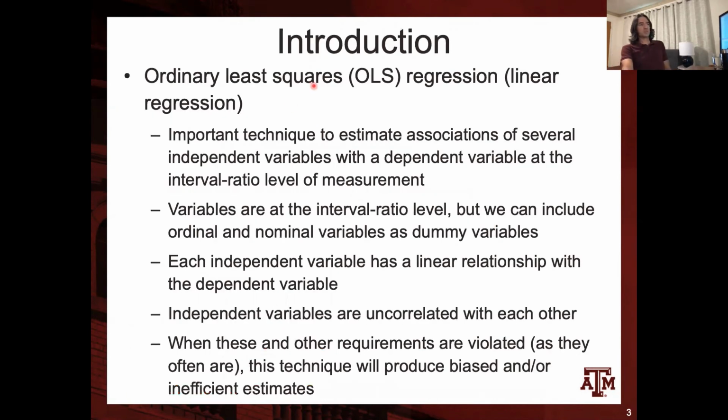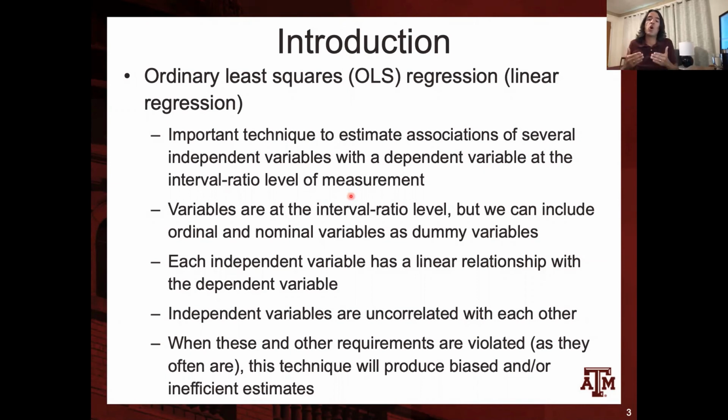Ordinary least squares regressions are also called linear regression. Whenever you hear that someone estimated a linear regression for a continuous dependent variable, they are pretty much estimating an OLS regression. This is an important technique to estimate associations of several independent variables with a dependent variable. All these variables are supposed to be at the interval ratio level of measurement. What does it mean? Those variables should be continuous. They should not be categorical.